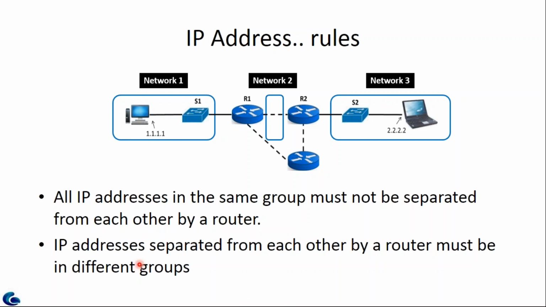So IP addresses separated from each other by another router must be in different groups. So I can't put this 222 here in 1111. A classic simple example is you lived in a certain place, so you have an address which is local, right? For example, I lived in a city A where I have a particular address. Because of something I shifted to another city, city B. I need to take a city B address, right? I can't say that I like that address in city A, let me use that in city B also. It doesn't work out, right?